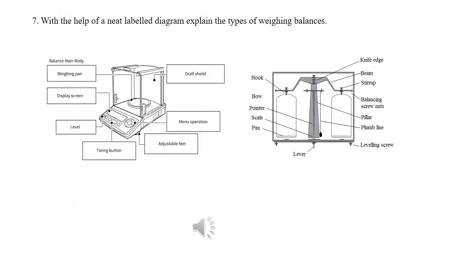Question 7. With the help of a neat labeled diagram, explain the types of weighing balances. Answer. Examples of laboratory balances include the triple beam balance, analytical balance, micro and semi-micro balances.